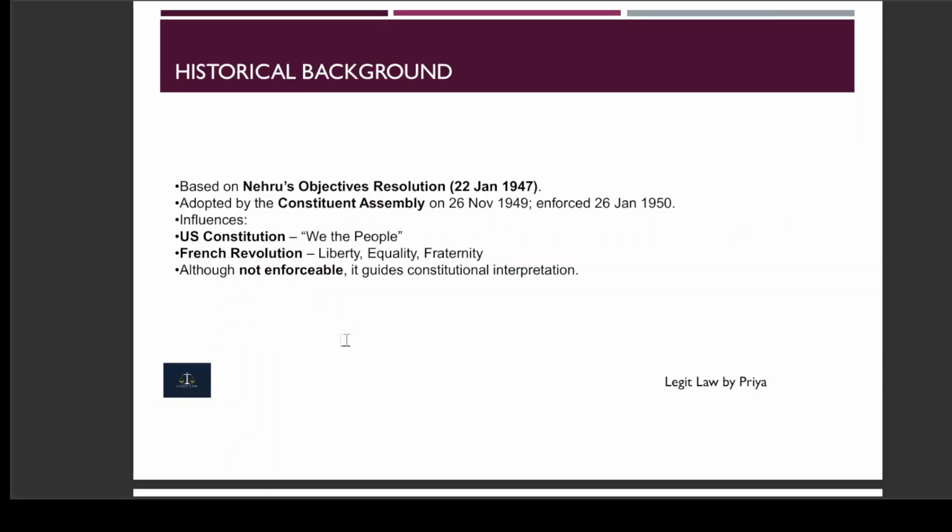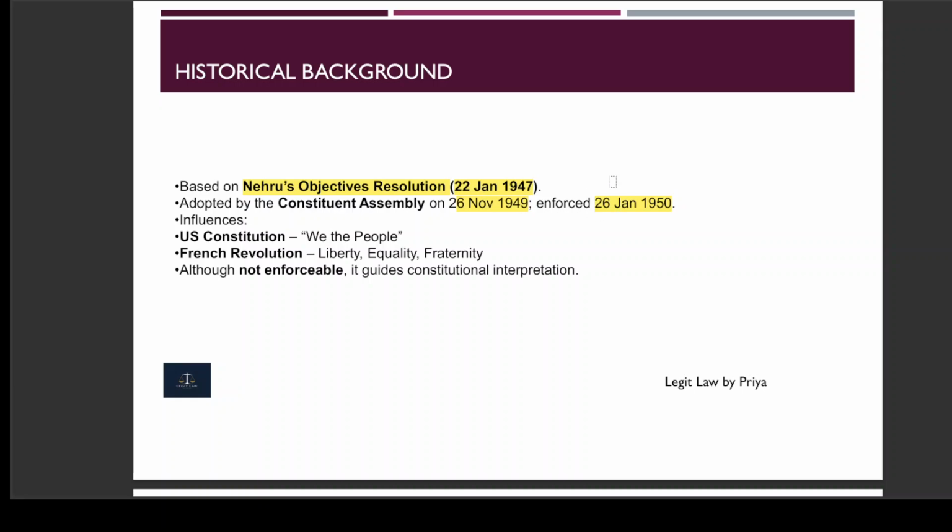The origin of our preamble goes back to Pandit Nehru's Objectives Resolution, which he gave to the Constituent Assembly on 22nd January 1947. The resolution was presented to the Constituent Assembly and it was adopted on 26 November 1949, and it came into force fully with our constitution on 26 January 1950. So the preamble was not originally part of the constitution; it was a resolution presented by Pandit Nehru to our Constituent Assembly, and later it was adopted with the constitution.